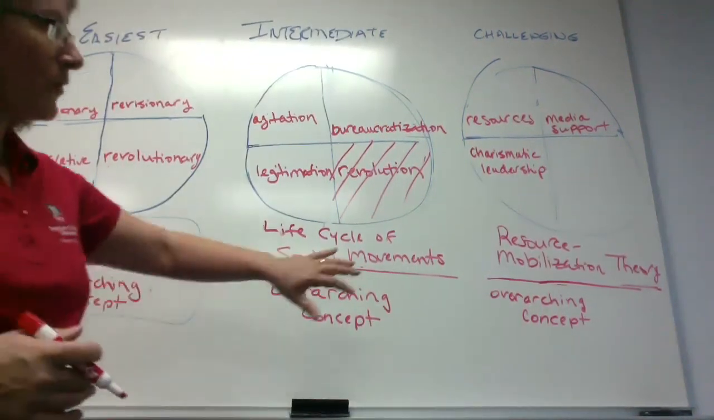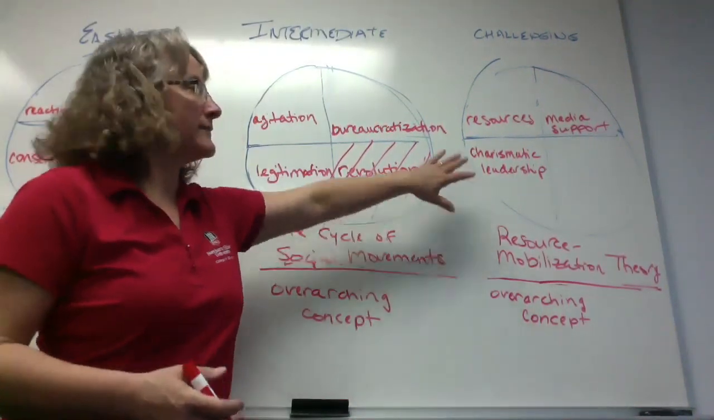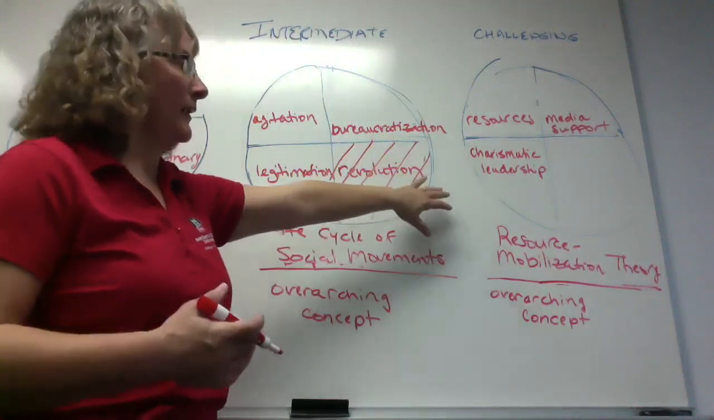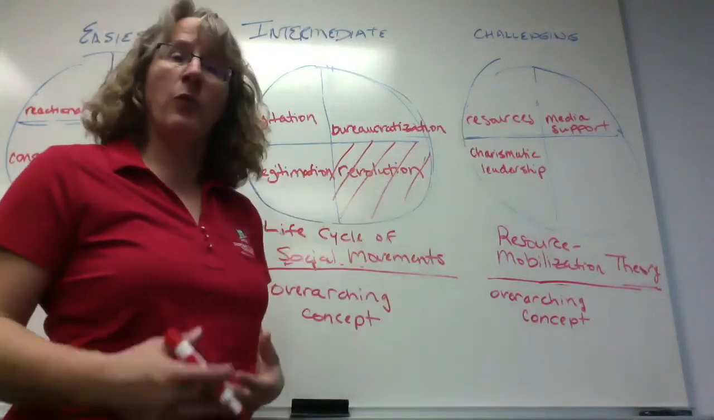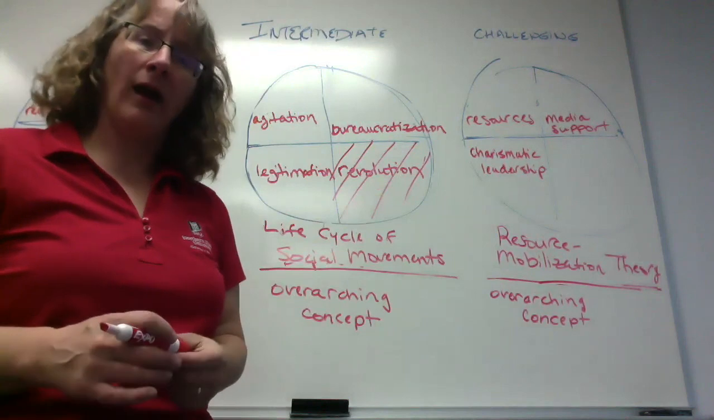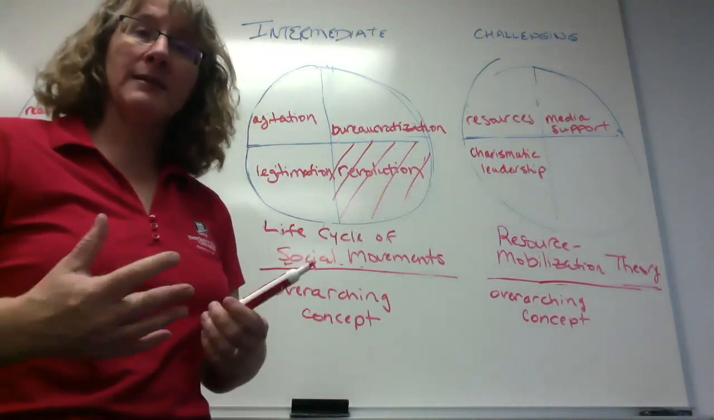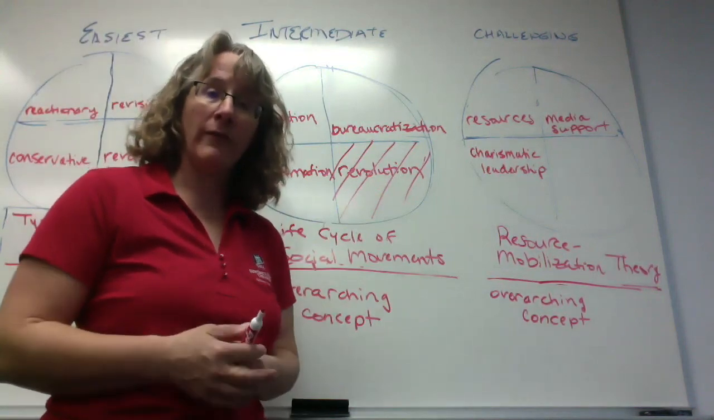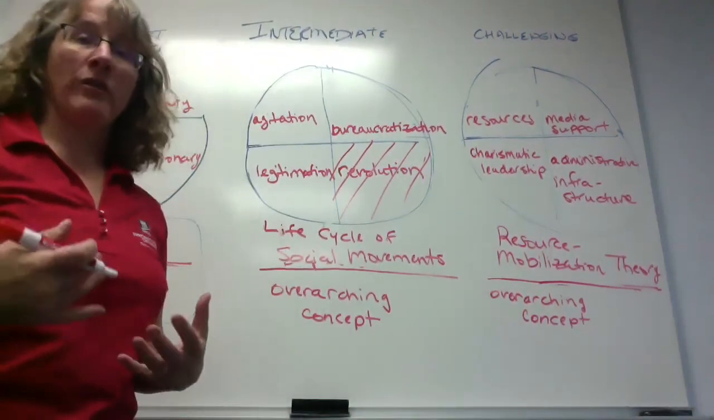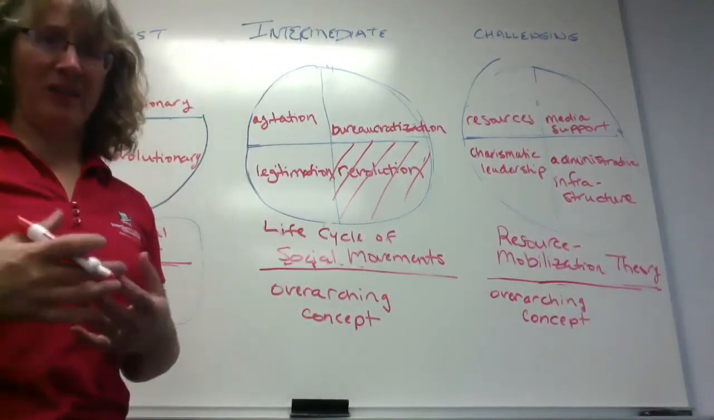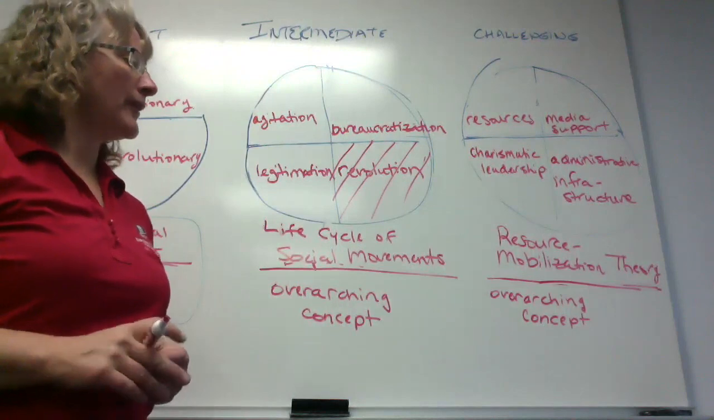Now, resource mobilization theory highlights that resources are needed. We need strong leadership, and usually it helps if it's charismatic. Media support. There are other elements that are highlighted in it, and one of them, majorly, is being able to have the administrative elements. So there needs to be a strong administrative infrastructure so that it can sustain itself.